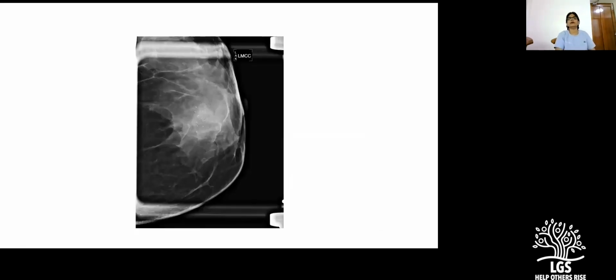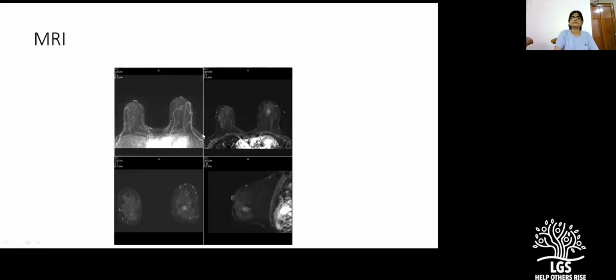This again is non-palpable. It's a mammographic finding. You don't feel a lump. The lady is not symptomatic. This was picked up on a routine master health checkup. Here you see a magnification view, with a group of calcifications, again pleomorphic calcifications. She also had an MRI, and this is an axial view.